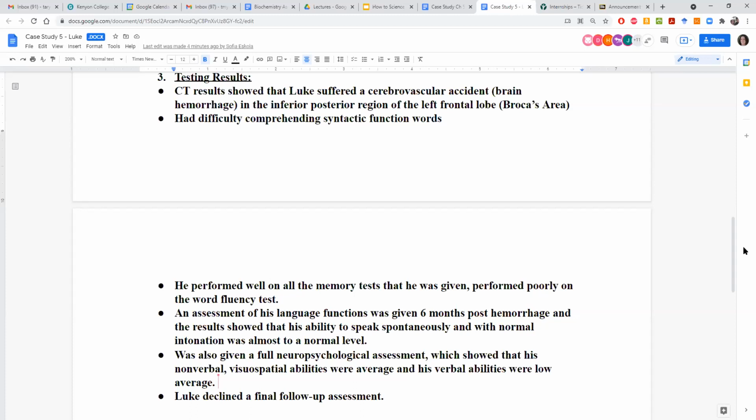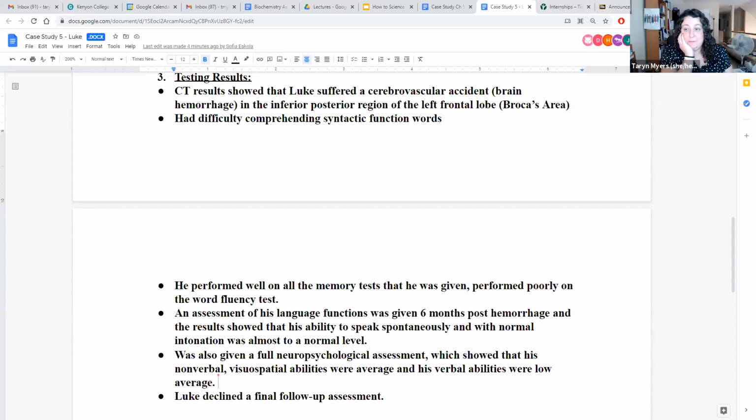He was also given a full neuropsychological assessment, which showed that his nonverbal visuospatial abilities were average and his verbal abilities were low average. And then he declined a final follow-up assessment. And then also in the text, you referred that he didn't finish high school, and it said that he was a poor reader before his accident. So I just thought that was important.